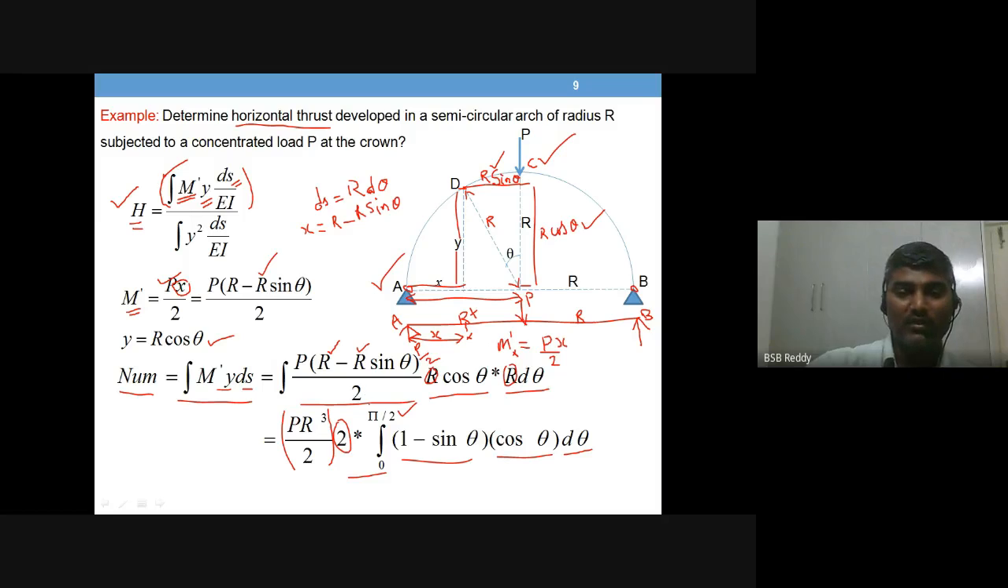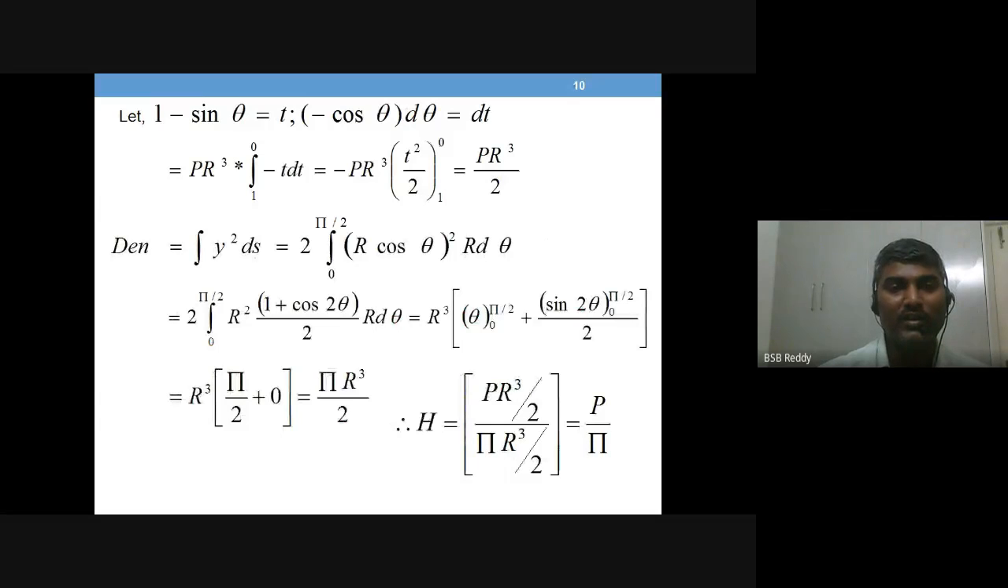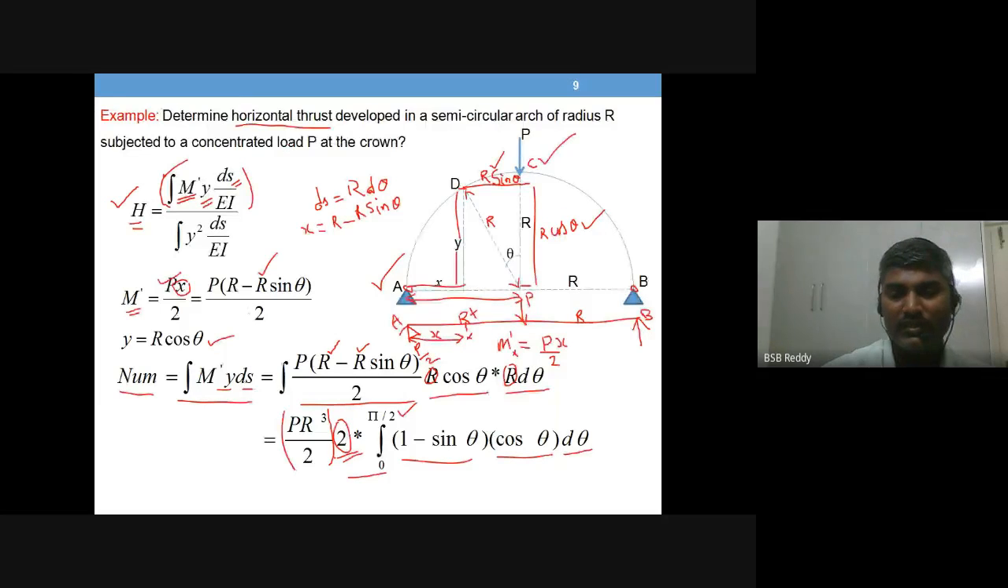Okay, after bringing out all the constants, P R cube by 2 is constant. And why this 2 is written here, let me explain. In the integration process, the limits are applied from 0 to pi by 2. Because of symmetry, the other half of the arch is also the same. That's why we write 2 times. Right, next, how do we integrate that? So it is by the substitution method. 1 minus sine theta, let it be t. Okay, so you have 2 terms here, 1 minus sine theta and cos theta.